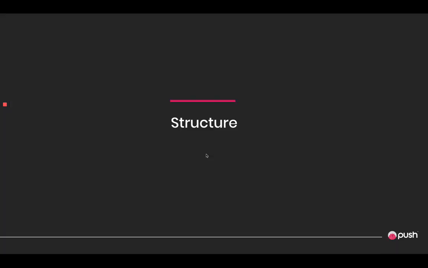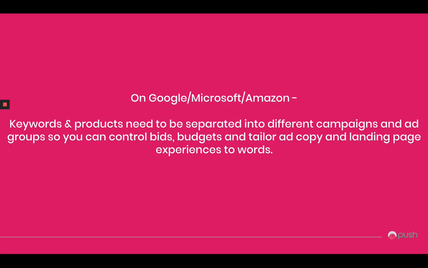So once you've figured out which platform is likely to give you the best success, then it's about making sure that you follow best practices across all of the platforms to ensure that you get the best result. And the first thing that we need to talk about is the structure, how you set everything up. So on Google, Microsoft and Amazon, you need to separate things into keywords and products. Now, keywords and products need to be in different campaigns.